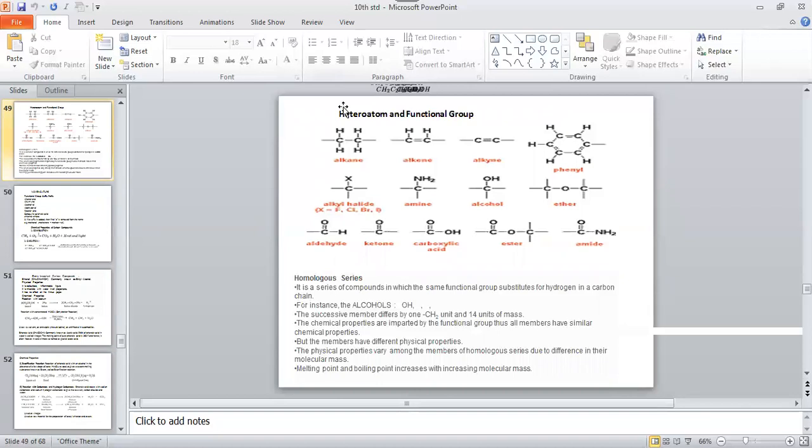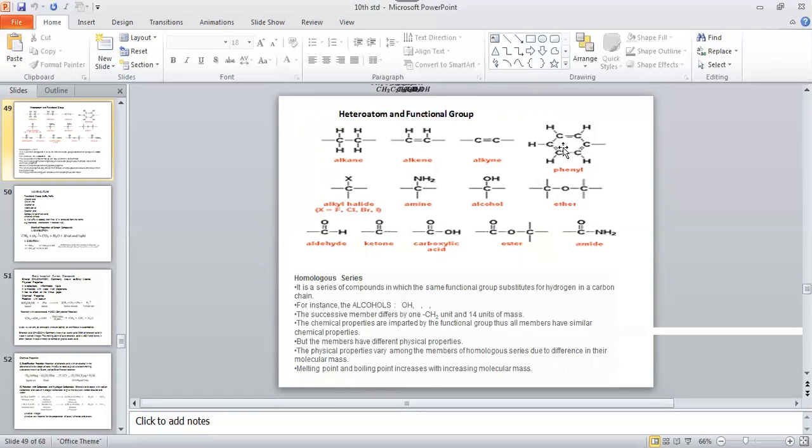Next are heteroatoms and the functional group. Atoms other than carbon and hydrogen present in a molecule are called heteroatoms, and they form the functional group in the molecule. First is alkane, which contains a carbon-carbon single bond. Actually, there is no heteroatom and no functional group, or the carbon-carbon single bond itself is the functional group. Then alkene contains a carbon-carbon double bond. Alkyne contains a carbon-carbon triple bond.